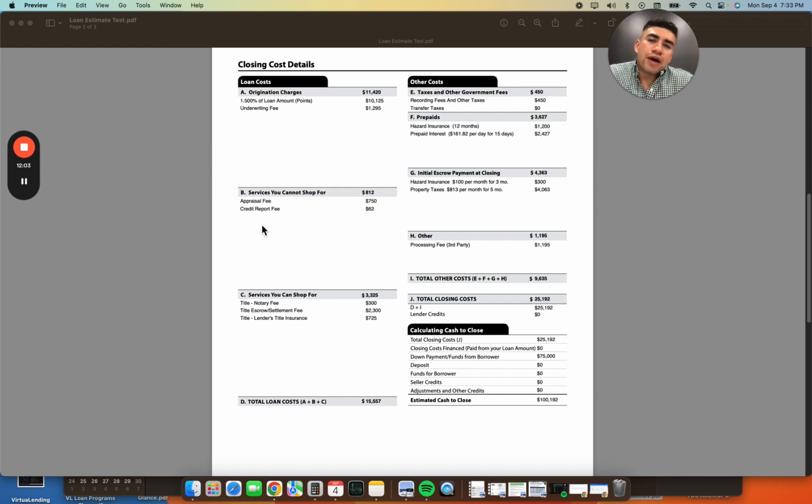Right below that, you'll have your credit report fee. Again, credit report fee, $62. That's just how it is, guys. You can't run your own credit. It has to be an authorized mortgage credit provider, $62.